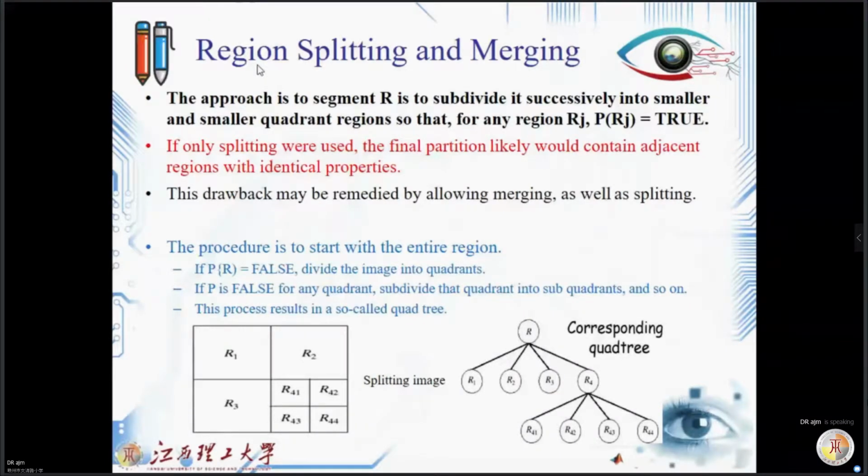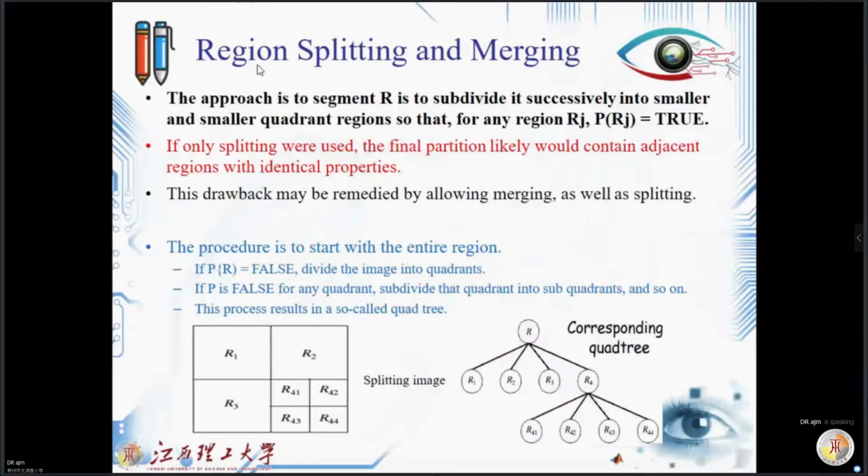The procedure is written here. Suppose if P(R) is false, we divide the image into quadrants. And if P is false for any quadrant, we subdivide that quadrant into subquadrants, and so on. This process results in what is also called a quadtree. You can see that, for example, we first divide R into four regions, R1 to R4, and then R4 itself is divided into four regions, as I show in the box shape on the left side, and on the right side I show the quadtree method for the segmentation.